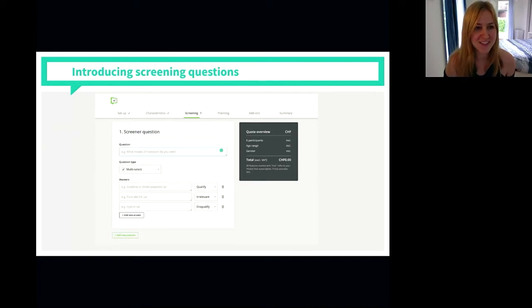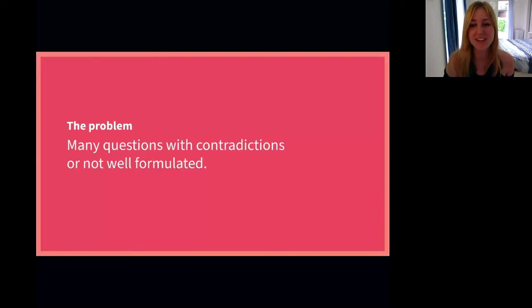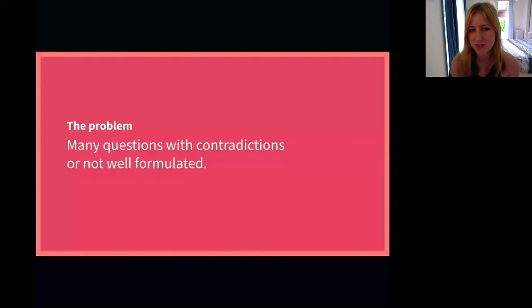But this is how it is, right? And not always goes as expected. And we found a problem. And the problem that we found is that we were having a lot of questions with contradictions. Like, for example, questions that should be single select, they were multi-select, and vice versa. We also have a lot of questions with badly formulated questions or no good answer options.